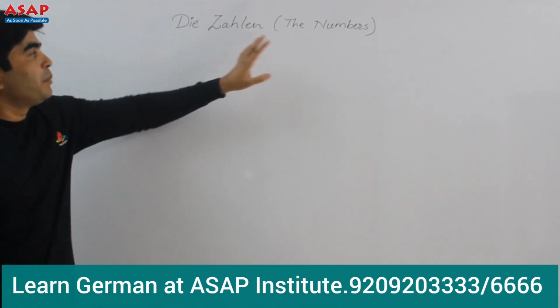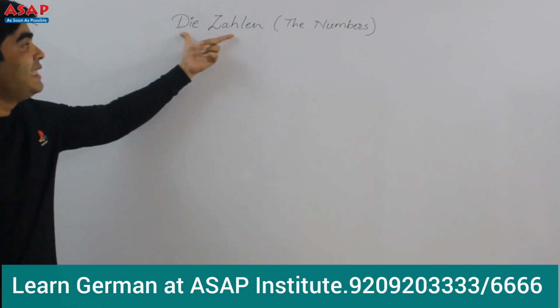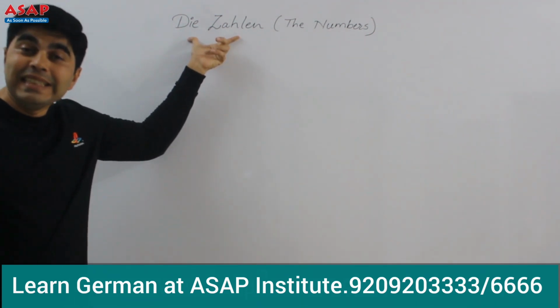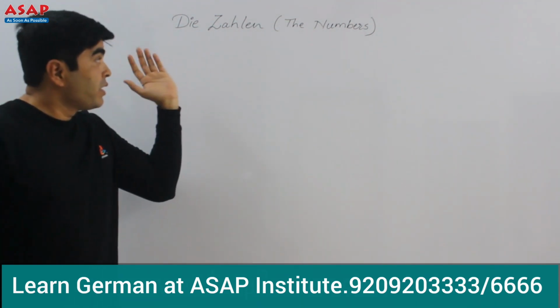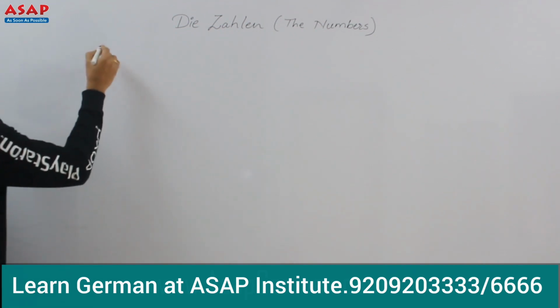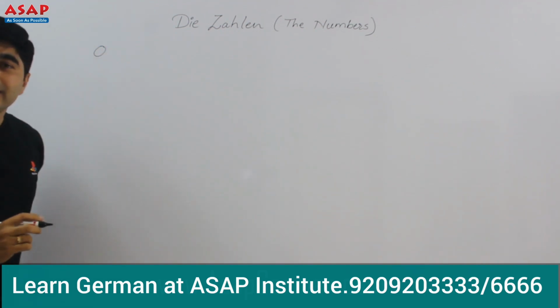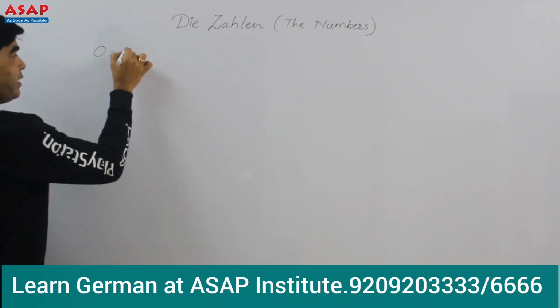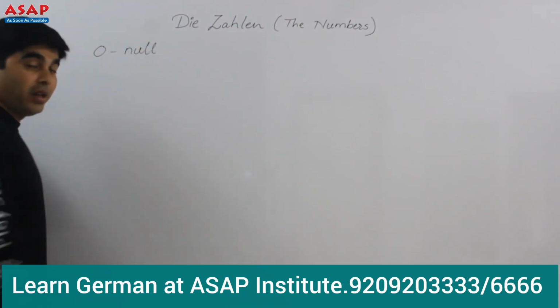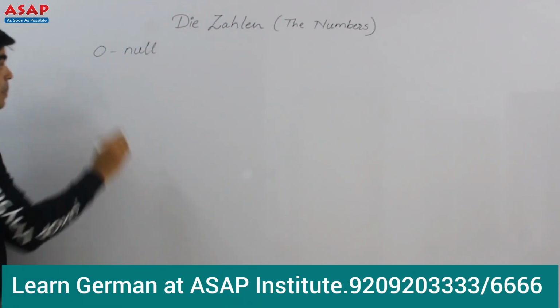So, how do you say numbers? The numbers in German, die Zahlen. Die Zahlen. Okay, so let's start with 0. How do you say 0 in German? It is null.